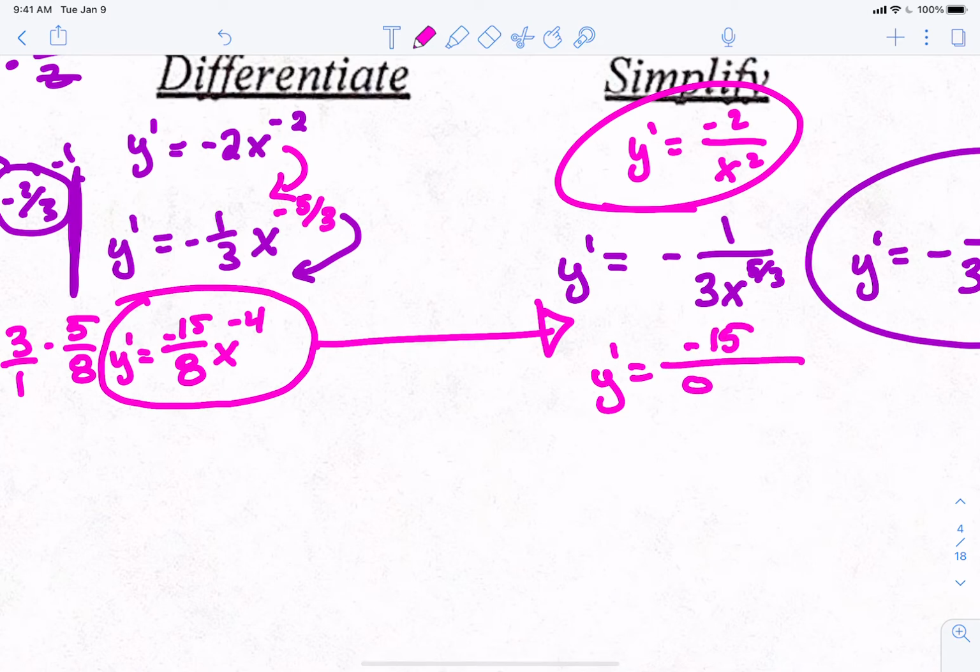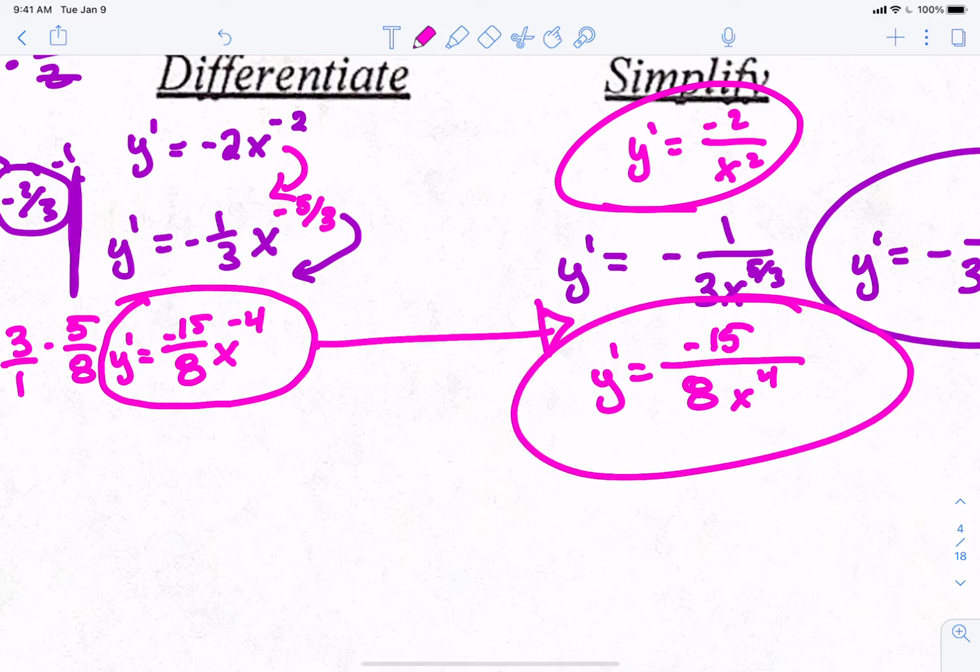So y prime equals -15 on top, 8 on the bottom. Where does the x go? To the bottom, and it's x to the 4th. There you go. Good? Moving on? Yep.